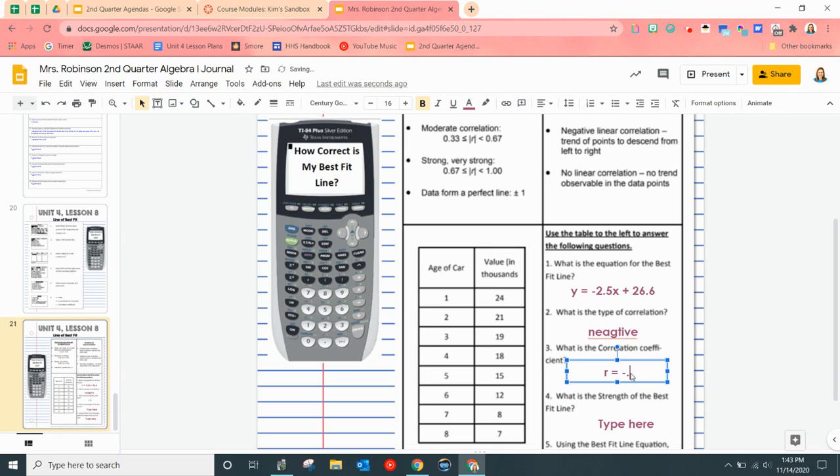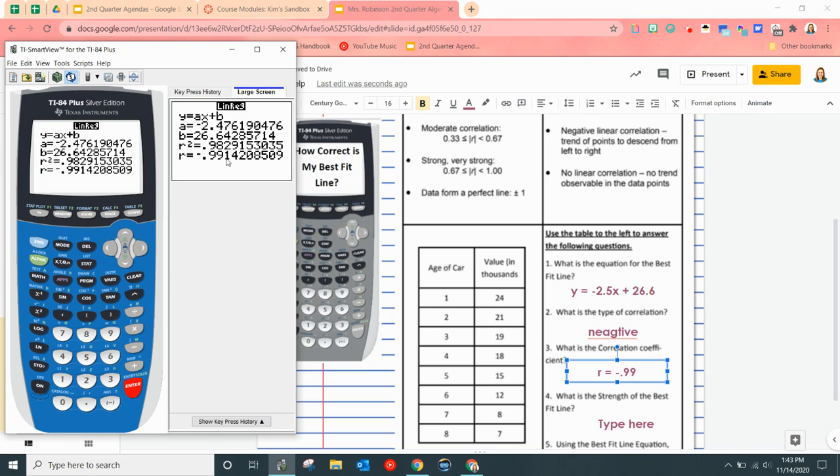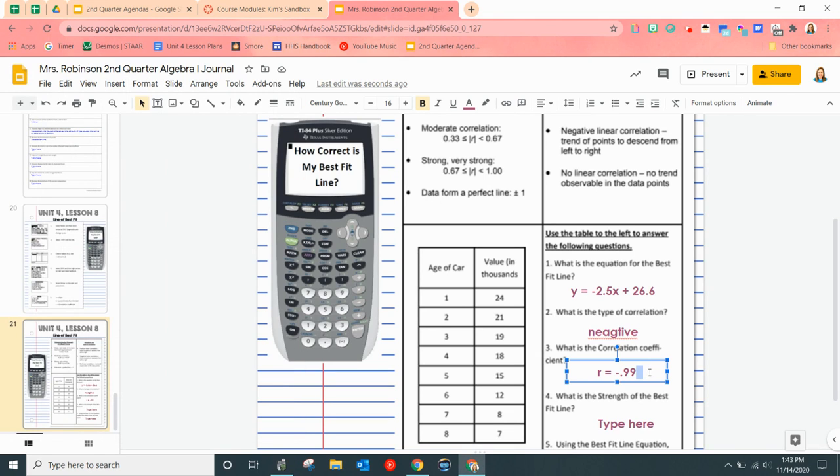What is the correlation coefficient? Well, remember it was negative 0.99. And again, you're going to round this because this is a really long decimal. We're going to put 99 and just 14. We're going to go there and then we're going to stop. Round it there. Chop it off at 4 decimal places.